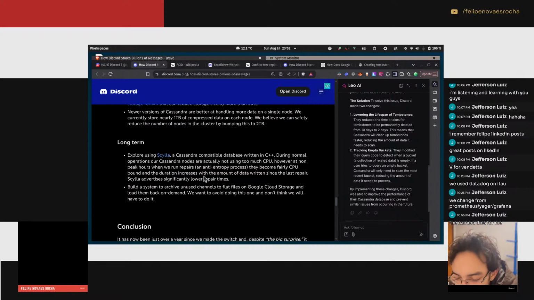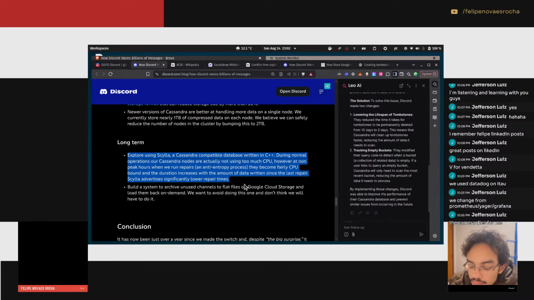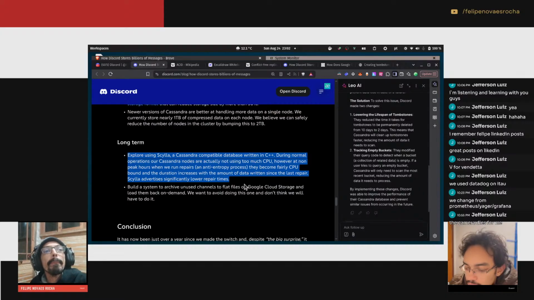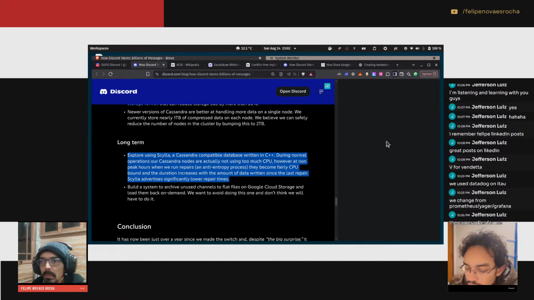So Scylla is a Cassandra compatible database written in C++. Just let me open my camera. You can read for us. Then I configure my camera. Yes. Exploring using Scylla as a Cassandra compatible database written in C++. During normal operations our Cassandra nodes are actually not using too much CPU. However, at non-peak hours when we run repairs as an anti-entropy process, they become very CPU bound and the duration increases with the amount of data written since the last repair.